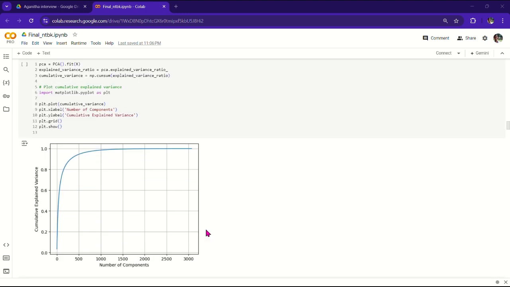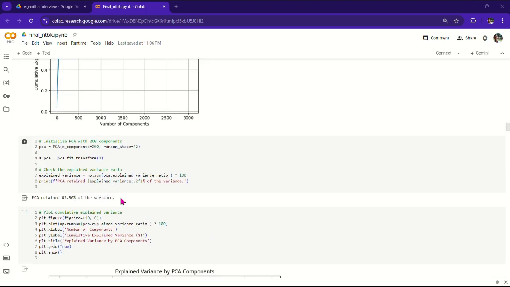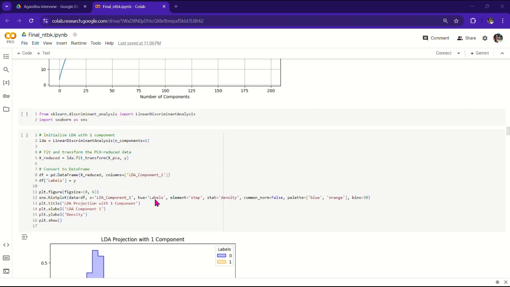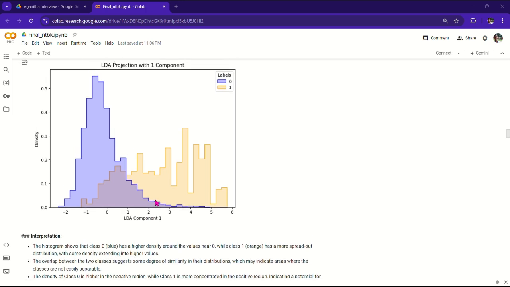And after that we plotted PCA to see how many components we need, so I took 200 components, which has 83.96% variance. After performing PCA, I performed linear discriminant analysis. Here we can see class 0, which is non-causal, has higher density around values near 0, while class 1, which is causal, has a more spread-out distribution, from -1 to 6.